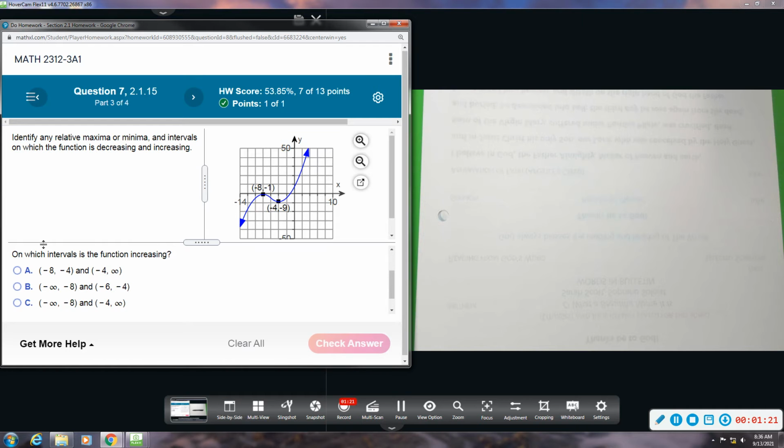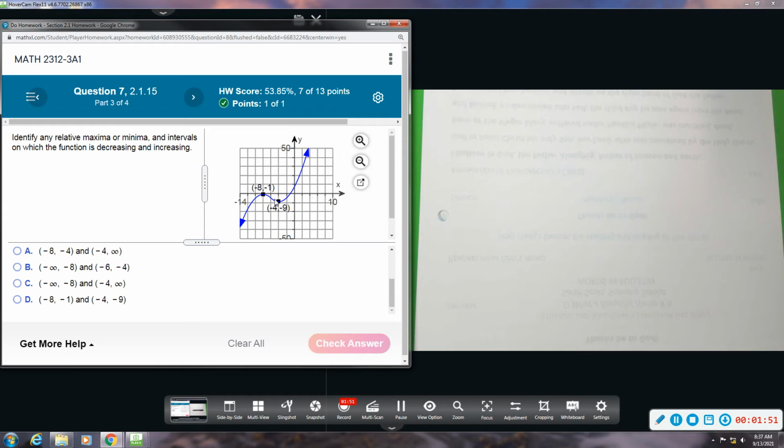Increasing intervals, the first part is increasing. As we read this graph going from left to right, this graph is going upward. Don't worry about the down arrow. This means it's coming from the left side, from -infinity. It is increasing until we get to the x coordinate of -8. So from -infinity to -8. So B and C would match, so we can eliminate A and D as possible answer choices.